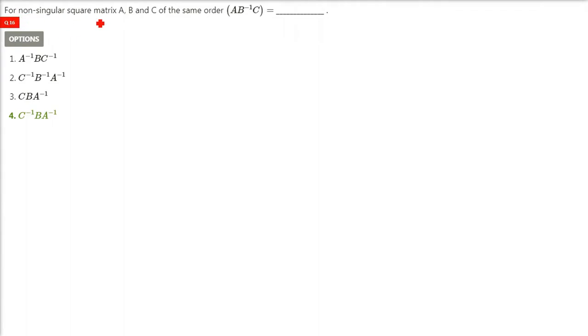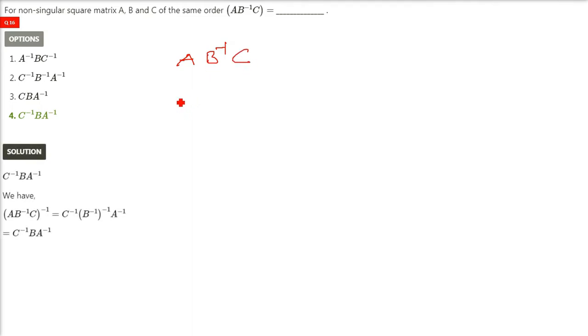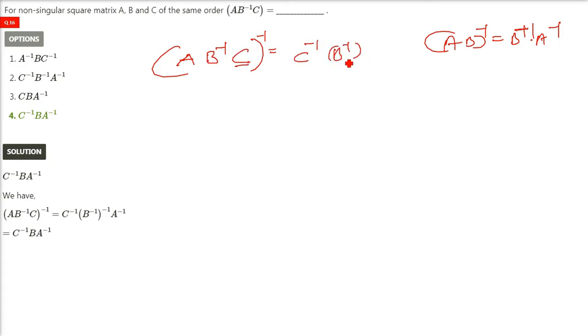For non-singular square matrices A, B, C of the same order, (ABC) inverse needs to be found out. Always remember, we have already seen that (AB) inverse is equal to B inverse into A inverse. Now we have 3 matrices here. When we take the inverse, we will start with C inverse, then B inverse, and then A inverse. Inverse of inverse is that same matrix. So C inverse, B inverse, A inverse. Fourth one is the correct option.